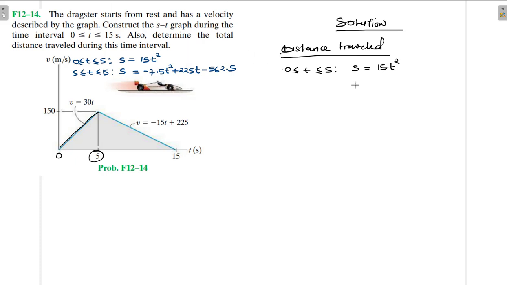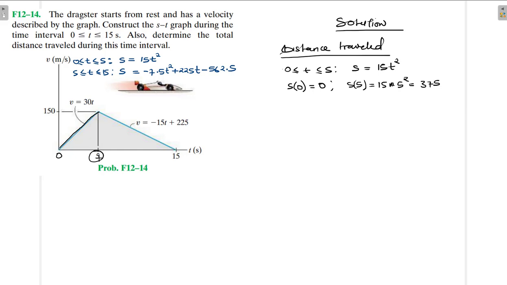So we are saying at s is equal to 0, we have 0, and at s is equal to 5, we have 15 by 5 squared, and this is giving us 375. So from 0, the dragster moves 375 to the right of 0.